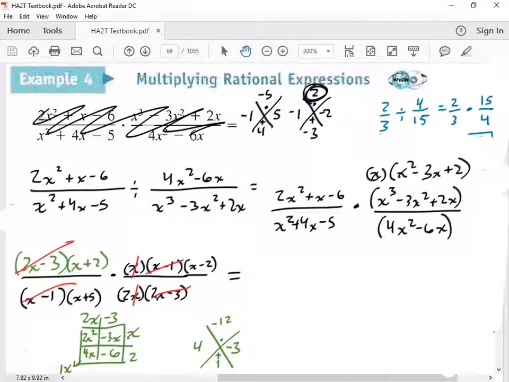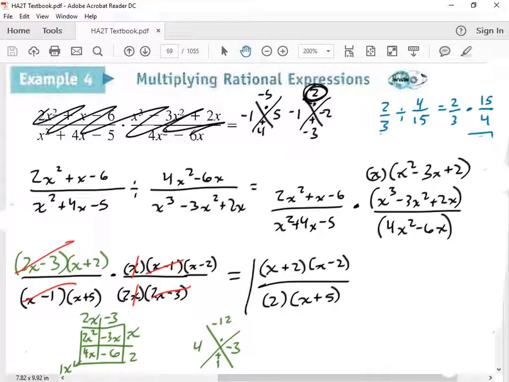Someone said I thought I was dividing. Remember what we did when we saw division? We changed it to multiplication, and then we flipped the second fraction. On the top, I get x plus 2 and x minus 2. Those are the only factors left up there. On the bottom, I have a 2, and I have an x plus 5.